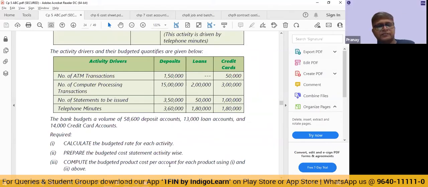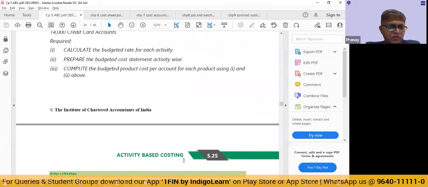Okay, sir, fine. So this was one, and then your next doubt was on absorption of fixed overhead. Why do we use budgeted units? So that also we have discussed.